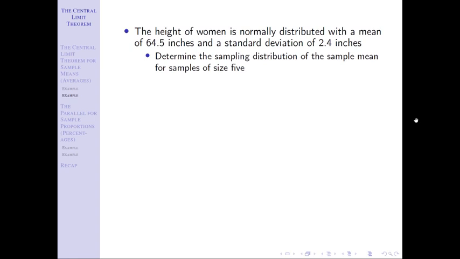So again, this is where after seeing an example, you may want to pause and see if you can work through these going forward, if you can figure out what we're doing before I do it for us in the videos. I would say that x bar follows normal distribution with the same mean of 64.5 and a standard deviation of 1.07. How did I get 1.07? Because we took that standard deviation of 2.4 and we divided it by the square root of 5.